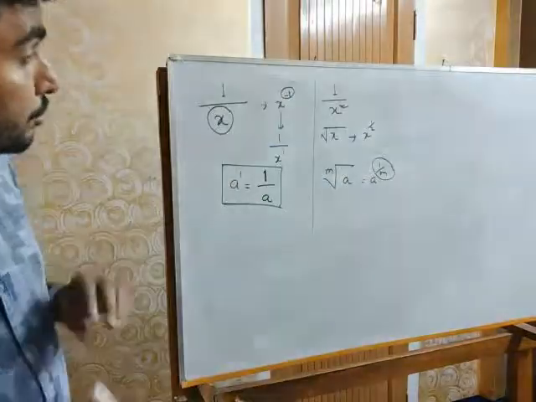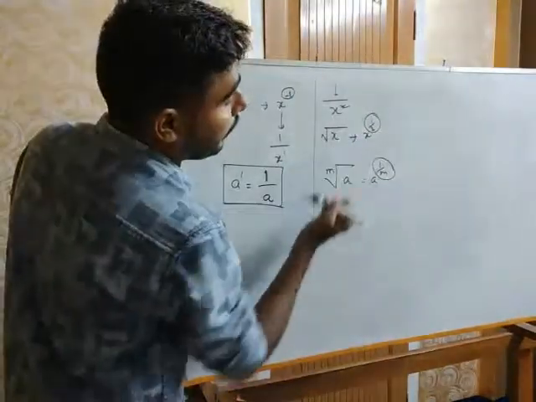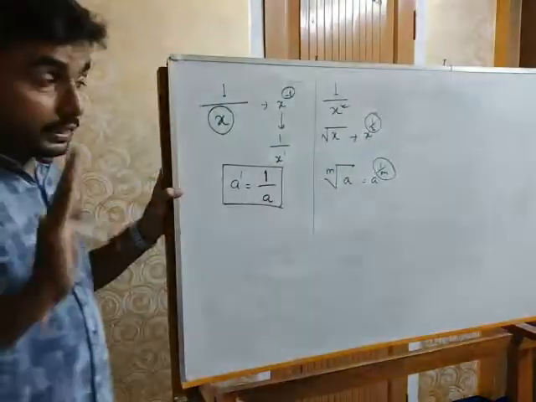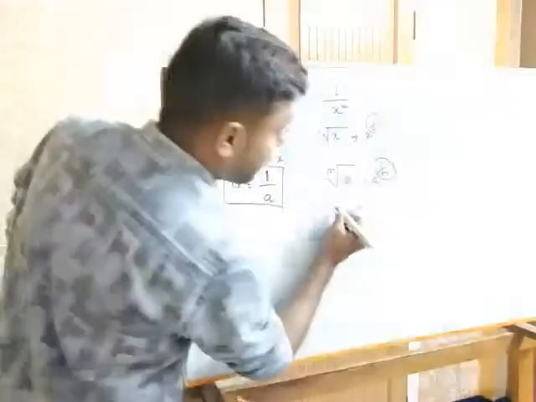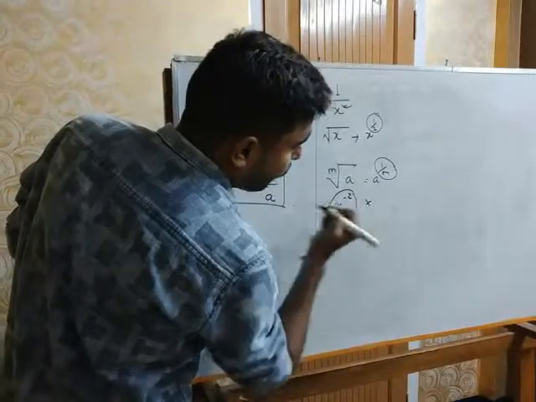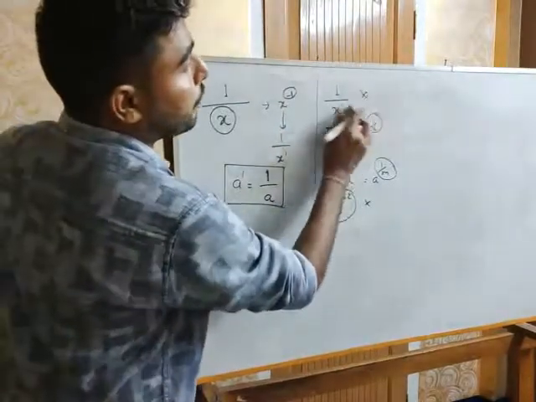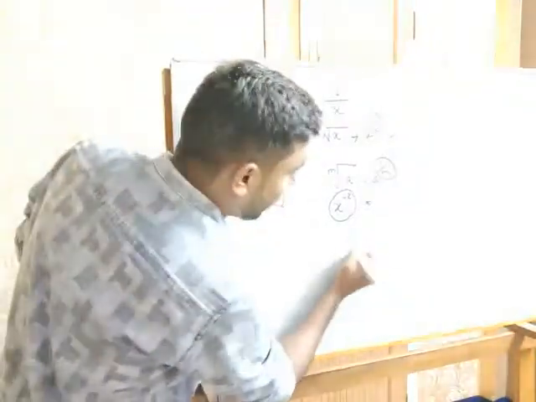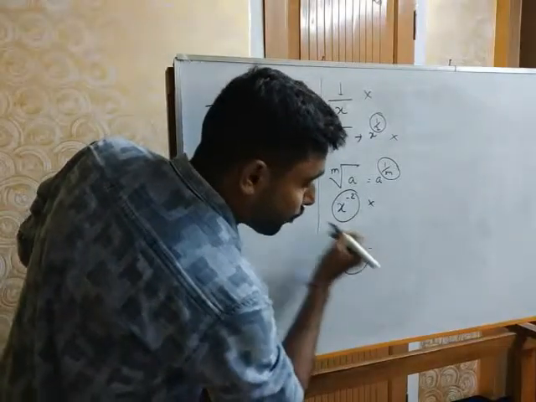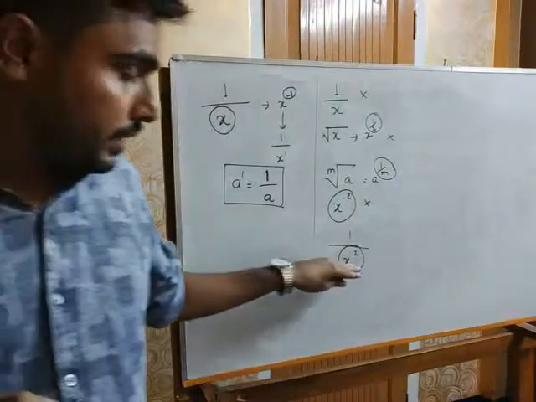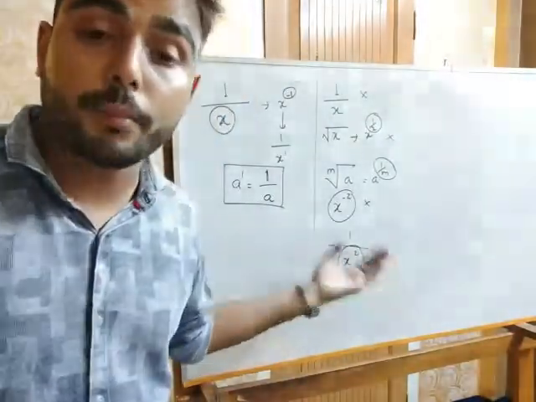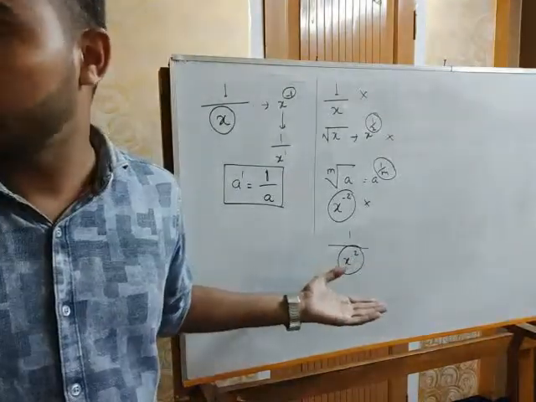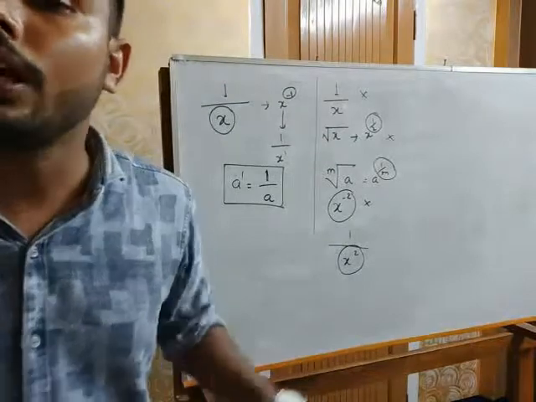So if the power is half, it will not be a polynomial. That means if there is a root on the variable, it is not a polynomial. If the power of the variable is negative, it is also not a polynomial. Root over x is also not a polynomial. Then 1 by x to the power 2: the power of x looks positive, but x is in the denominator. That means the power is actually minus 2, which became positive after coming to the denominator. So this will not be a polynomial.